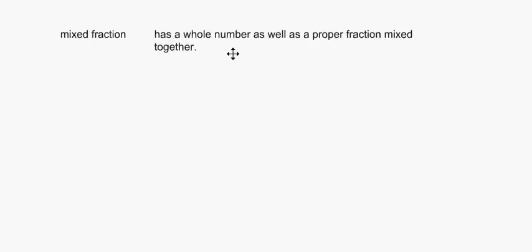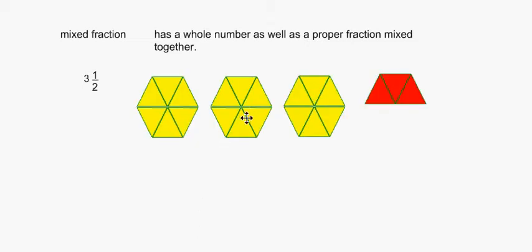And a mixed fraction would be mixed because it has a whole number and it's mixed with a proper fraction. So the whole number and the proper fraction are mixed together, and that's what produces a mixed fraction. So 3 and 1/2 would be an example of a mixed fraction. And visually I'd have 3 wholes and 1/2. So I have some wholes and a proper fraction, so that would be a mixed fraction.